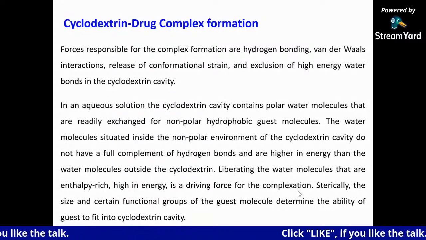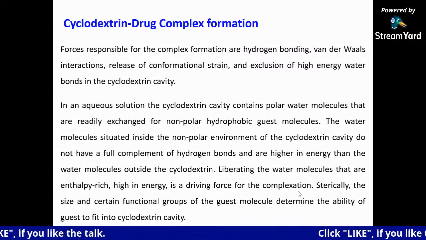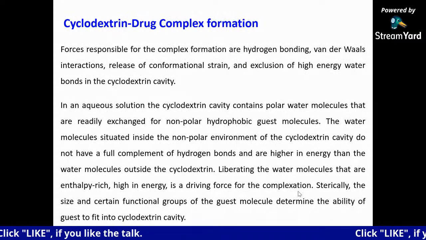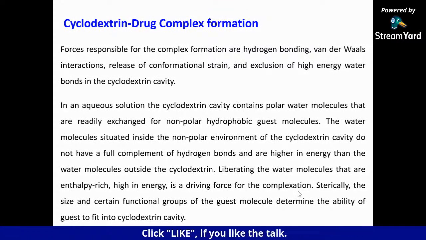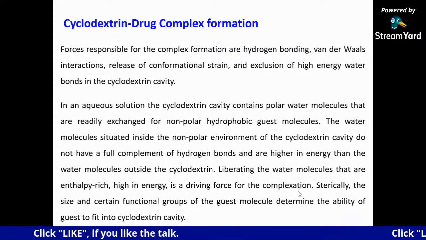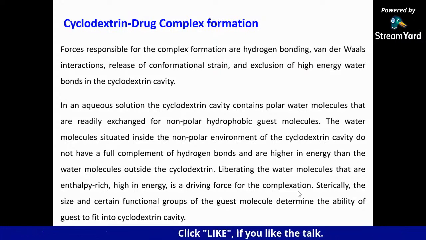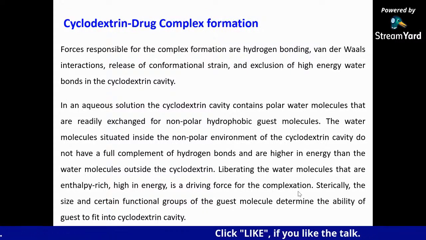So the water molecules situated inside the non-polar environment of the cyclodextrin cavity do not have a full complement of hydrogen bonds and are higher in energy than the water molecules outside the cyclodextrin. Hence, liberating the water molecules that are enthalpy rich, high in energy, is a driving force for the complexation. I will discuss the terms enthalpy and energy later. Sterically, the size and certain functional groups of the guest molecule determine the ability of the guest to fit into the cyclodextrin cavity.